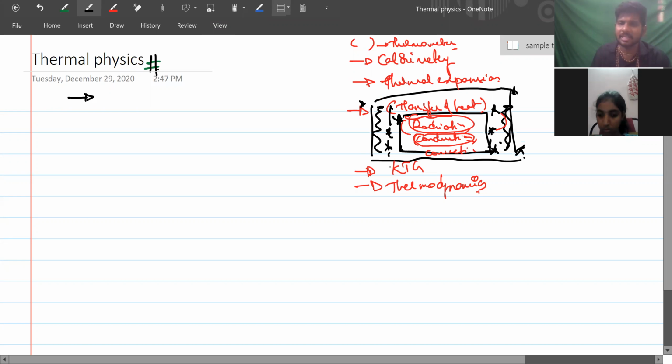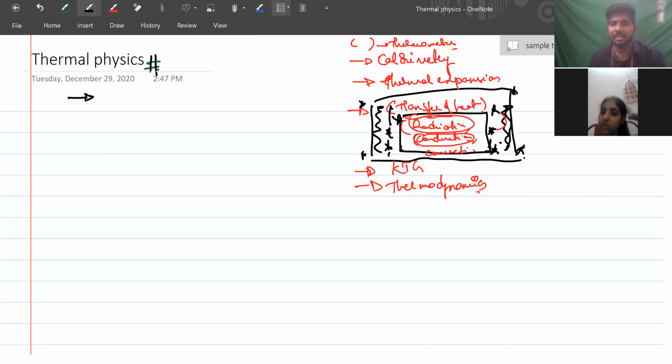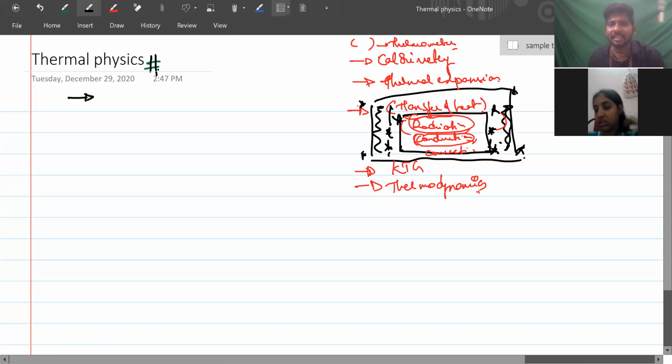Like that, some topics are deleted. Polarization is deleted. Yes, sir. That comes in ray optics. So like that, a lot of subtopics are deleted. Some deleted topics do not have any connection, whereas for others you have to know those to solve other things. Yes, sir. But here, in this topic, transfer of heat, it is not required.